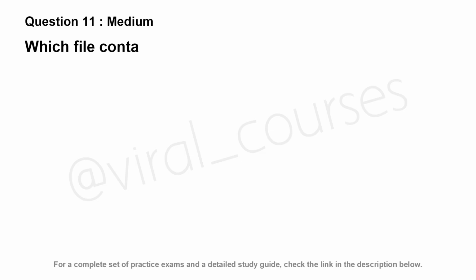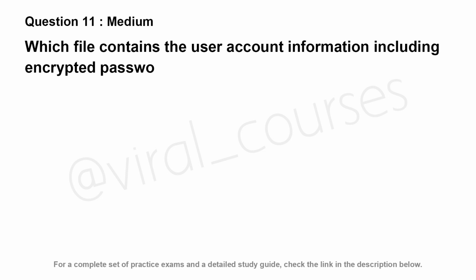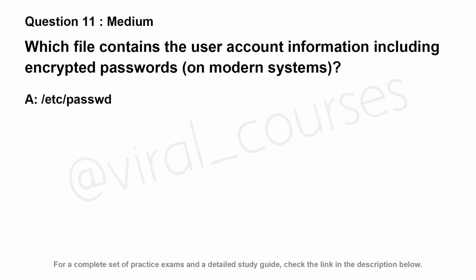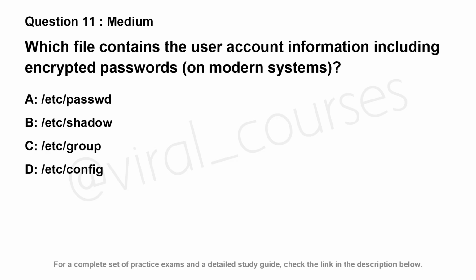Which file contains the user account information including encrypted passwords on modern systems? Option A, /etc/passwd. Option B, /etc/shadow. Option C, /etc/group. Option D, /etc/config.